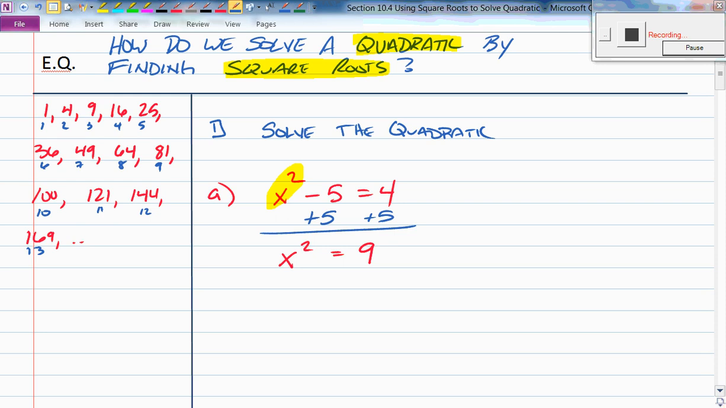Okay, now, it says here x squared is 9. But I don't want x squared, right? I want actually x. So here's what we're going to do. We're going to take the square root. This is the symbol for the square root. So now x could either be plus or minus 3. And I want to talk about why it can be either of those two.